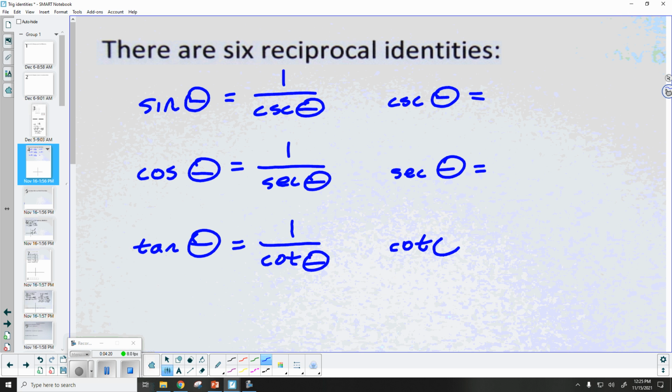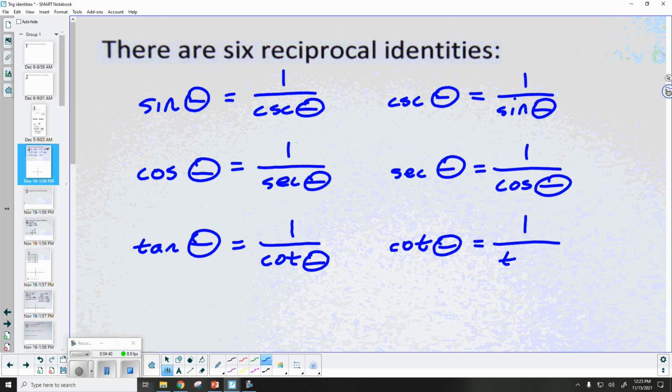and cotangent of theta. All right, so if sine of theta equals 1 over cosecant of theta, what do you think cosecant of theta equals? 1 over sine theta. There you go. Okay, secant of theta is going to be 1 over cosine of theta. And to finish it up, cotangent theta is going to be 1 over tangent of theta.